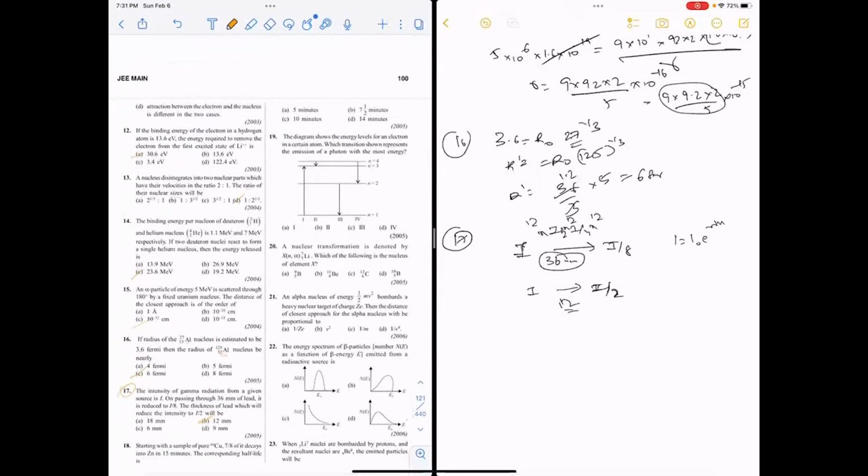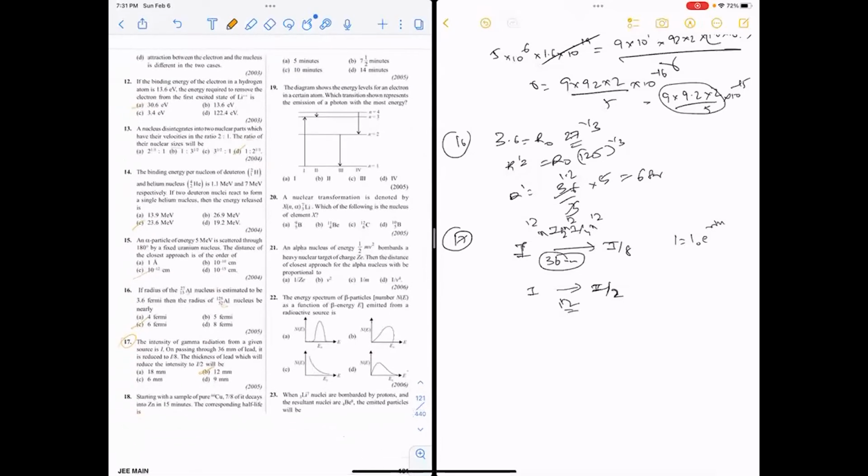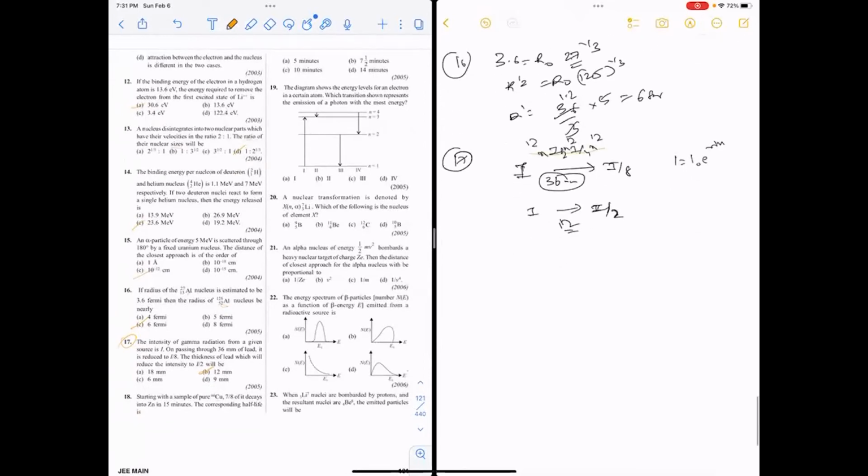Question number 18. Starting with a sample of pure copper, 7/8 of it decays into zinc in 15 minutes. 7/8 means how much is left out? 7/8 is done in how much? 15 minutes. That means N has become, how much is left out? 1 by 8. That means 3 t halves. So 15 is 3 t halves. So t half is how much? 5 minutes. Right? The corresponding half-life is 5 minutes.